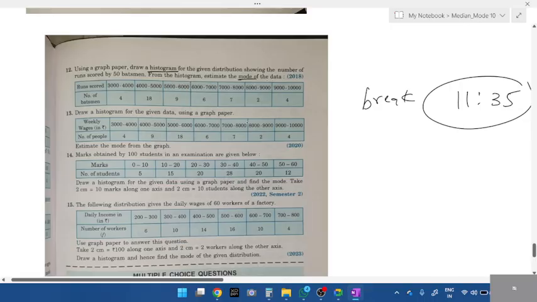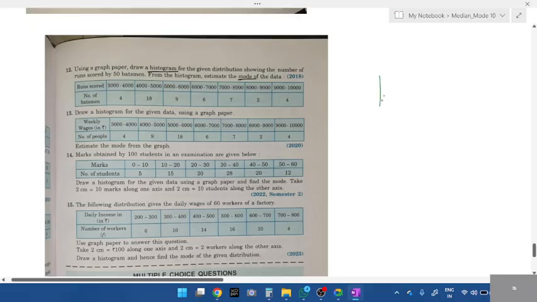Again, mode, right? So median, mean question is done. Now it is all about mode, students. Mode question. And for mode, which type of graph is required? Histogram. So reading the question is very important. Just don't blindly take the values and start solving. You will not understand. Read the question.